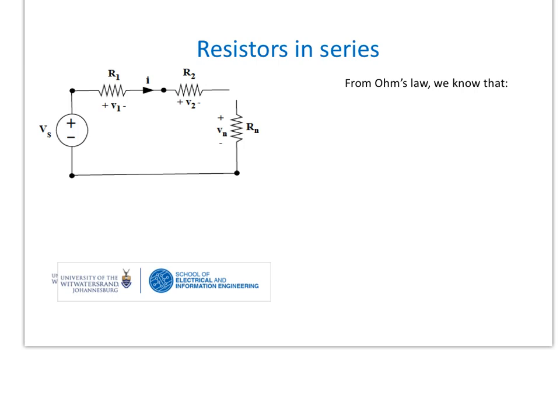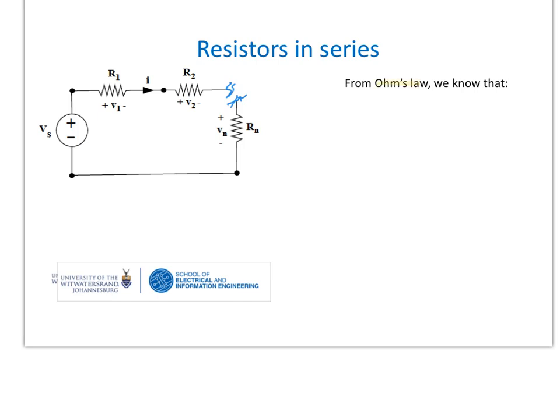Here we have a circuit with some resistors in series. So we've got resistor R1 with the voltage drop V1 across it. Resistor R2 with the voltage drop V2 across it. And this circuit goes on and on. We could have an infinite number of resistors in series up till the resistor Rn, which has a voltage drop Vn across it.